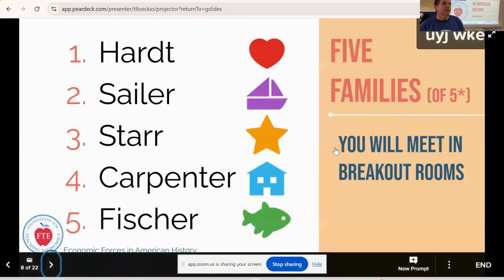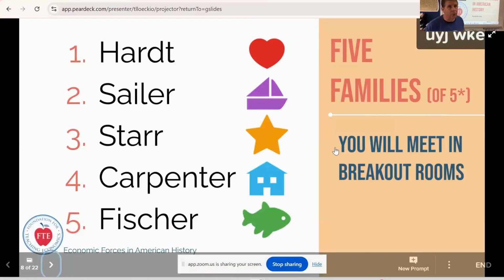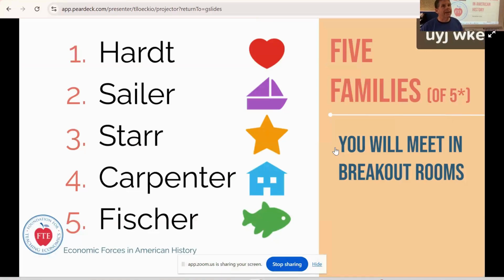So, the way this is going to work, we're trying to simulate 5 families, and notice in the parentheses with the asterisk, it says "of 5." In your breakout room, you're probably not going to have 5 people. The number that we have today doesn't really match the number that was registered, and even then, we weren't going to have exactly 5 people per room. But you're going to be role-playing a family that has 5 members.